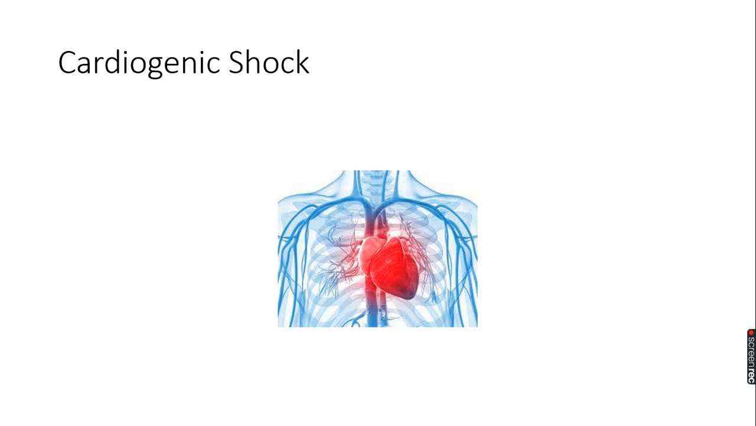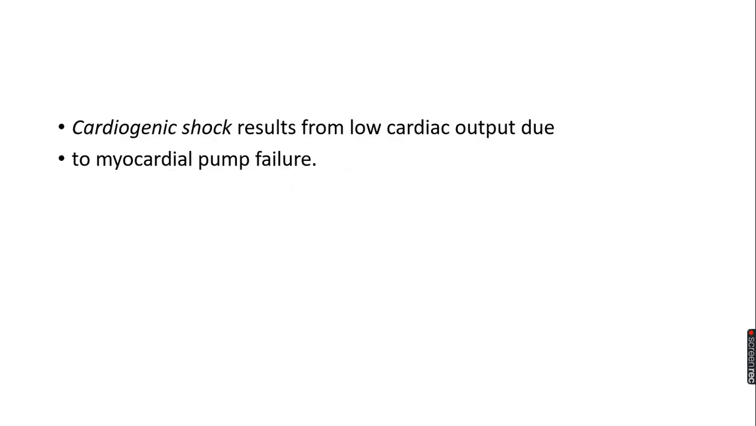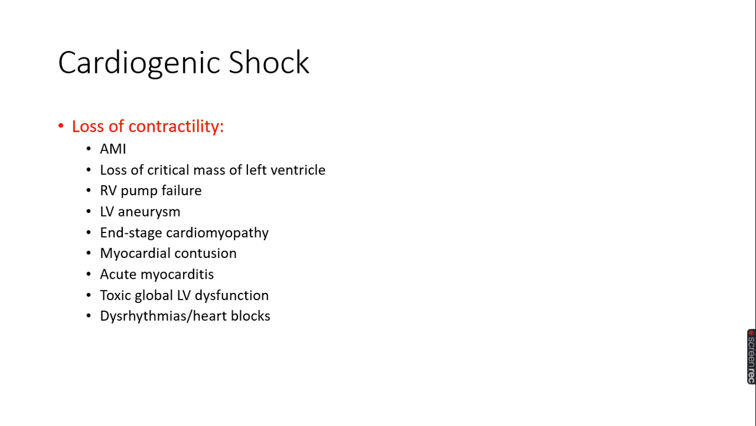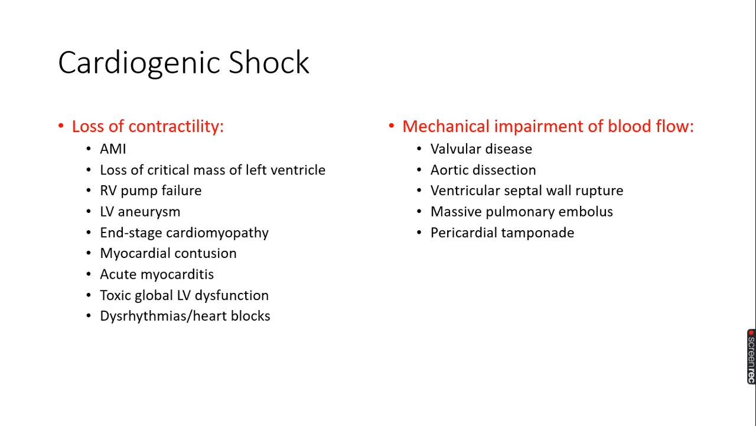The next form of shock is cardiogenic shock. Cardiogenic shock results from low cardiac output due to myocardial pump failure. Causes of cardiogenic shock include loss of contractility and also mechanical impairment of blood flow. Under loss of contractility, we have an acute myocardial infarction where you have impaired blood supply to the heart, and because of that impaired blood supply, the heart fails to effectively pump blood throughout the body, resulting in cardiogenic shock.